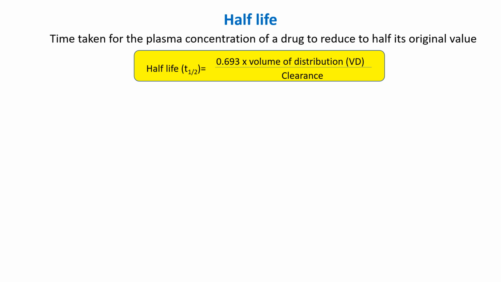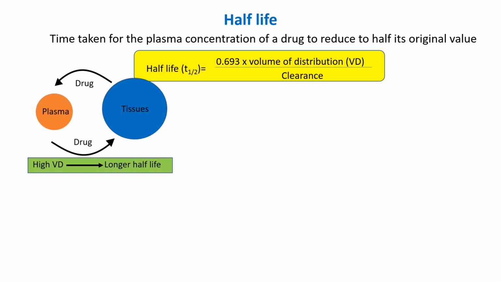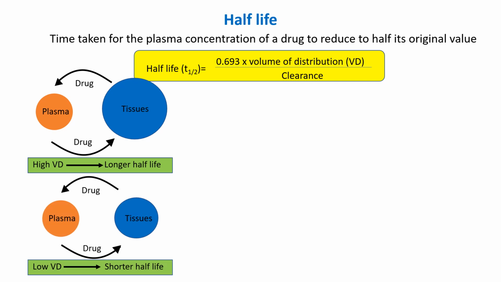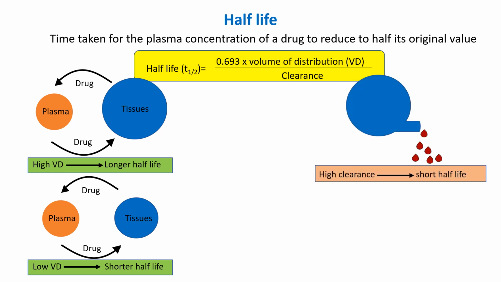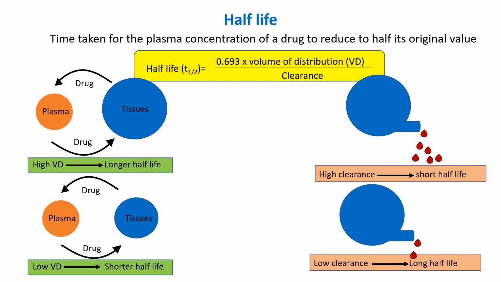I have discussed the volume of distribution in a separate video. When the volume of distribution is high, the drug is widely distributed in the body's tissue, leading to a longer half-life. Conversely, when the volume of distribution is low, the drug remains mostly in plasma, resulting in a shorter half-life. A high clearance means the drug is eliminated more quickly, resulting in a shorter half-life. A low clearance means that the drug is eliminated slowly, leading to a longer half-life.